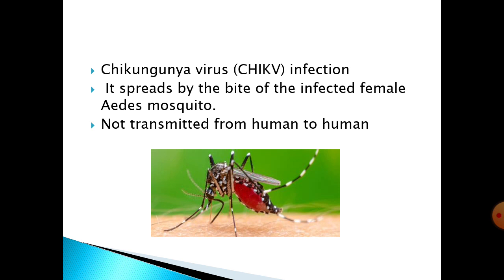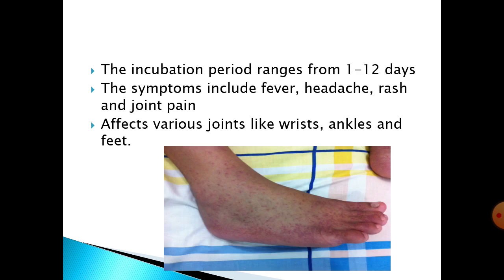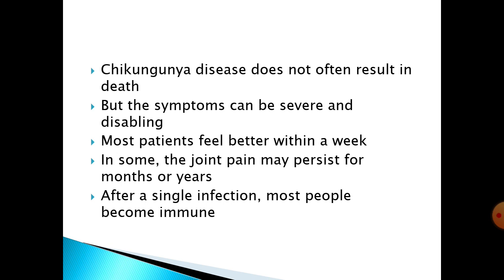Chikungunya virus infection spreads by the bite of the infected female Aedes mosquito. It is not transmitted from human to human. The incubation period ranges from 1 to 12 days. The symptoms include fever, headache, rash, and joint pain. It affects various joints like wrists, ankles, and feet. Chikungunya disease does not often result in death, but the symptoms can be severe and disabling. Most patients feel better within a week. In some, the joint pain may persist for months or years.